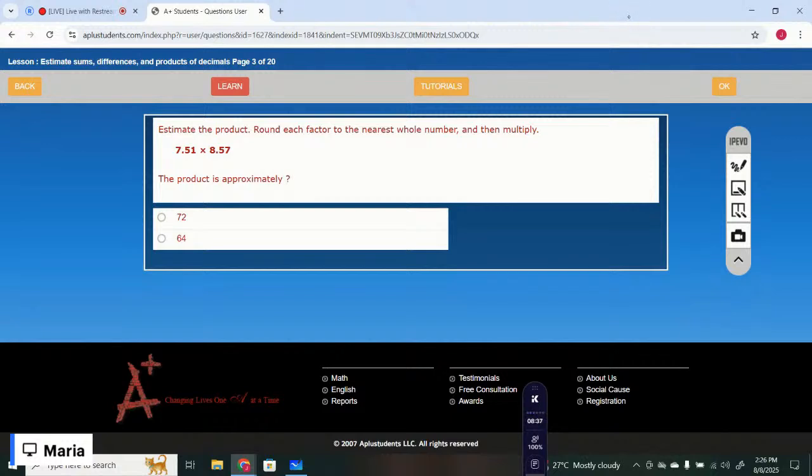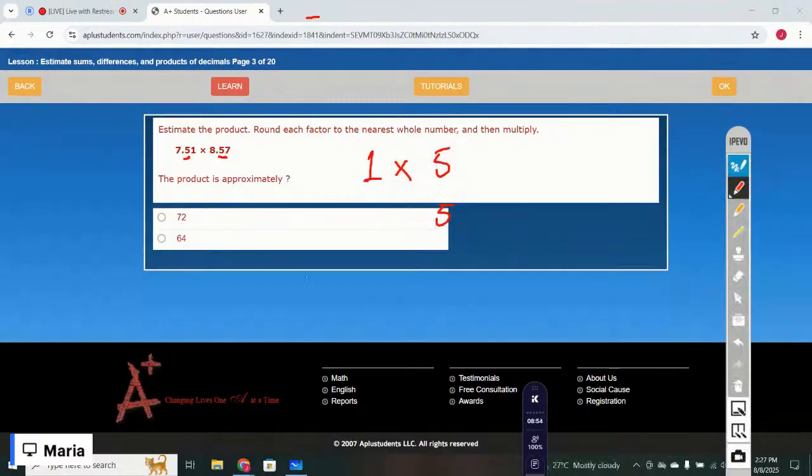Estimate the product. 7.51 times 8.57. 7.51, the digit right after the decimal point is 5. 5 is equal to 5, so 7.51 is rounded to 8. Then we have 8.57. The digit right after the decimal point is 5, so it would be rounded to 9.